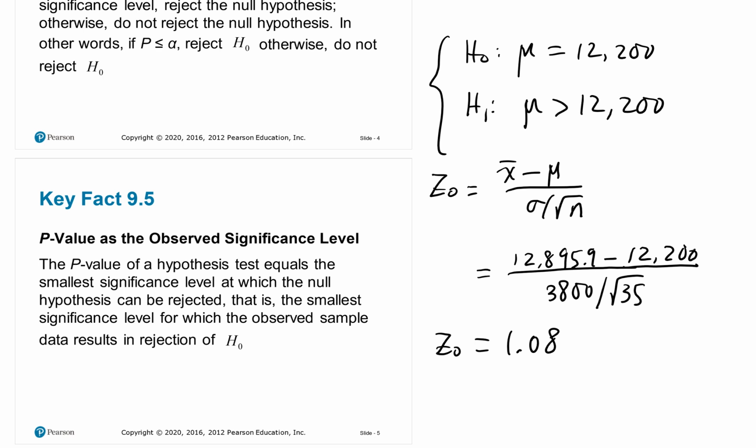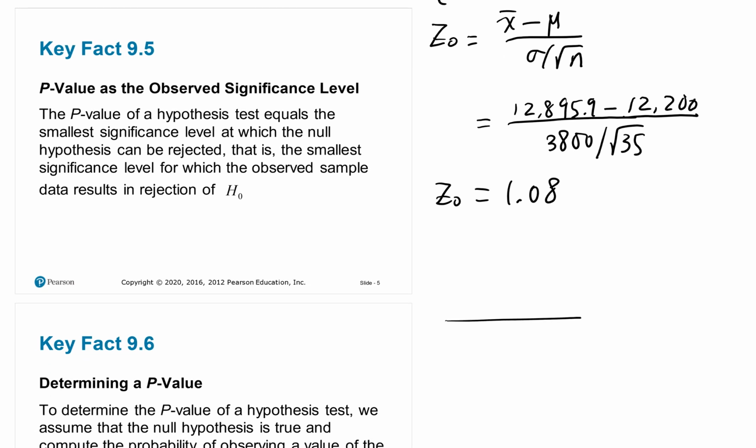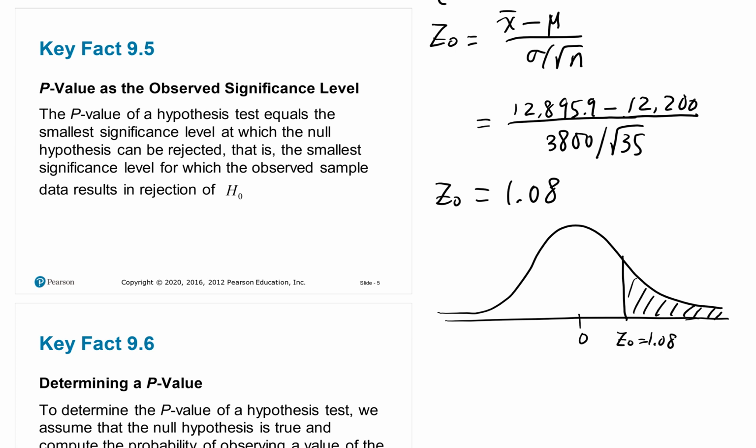So let's look at the graph first before we head into table 2. This is the graph. It's almost normally distributed because n, the sample size, is bigger than or equal to 30. That's why I drew it this way. So here we have 0. Now it's a right tail test. The z that I found, z sub 0, which is 1.08, it's this one. That's what it represents.